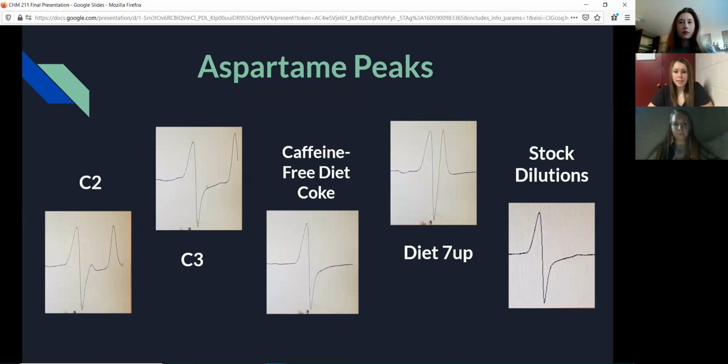On this slide, we can see the peaks that we obtained from each of our solutions. Starting from the left, that is the peak that we found for the C2 solution for aspartame, then moving over to the right, the peak of aspartame for C3, then the peak for caffeine-free Diet Coke, Diet 7-Up, and then finally the stock dilutions. As we can see from these peaks, for the most part, they are somewhat similar to each other, and we did find all of these peaks around 12 minutes, which is what we expected to find.